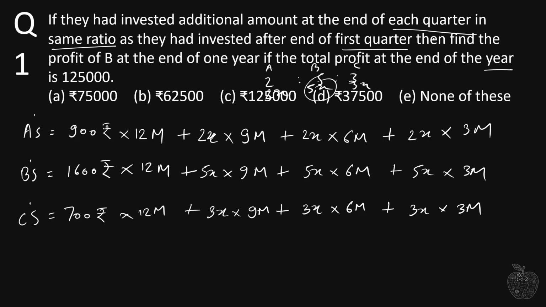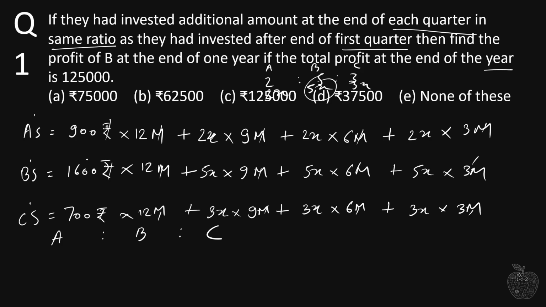Now the question is telling me to find the profit of B at the end of the year if the total profit at the end of the year is 1,25,000. The profit will be distributed among A, B and C on the basis of their investment and the time period of their investment. So the ratio that we get here, let's see. Let's first get rid of these units. Month and rupees will be cancelled out.